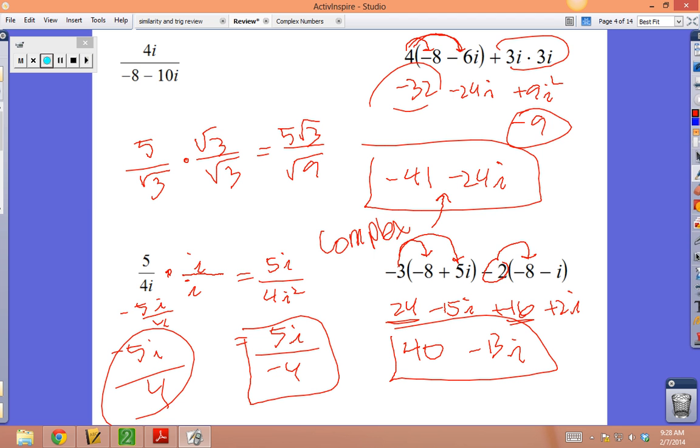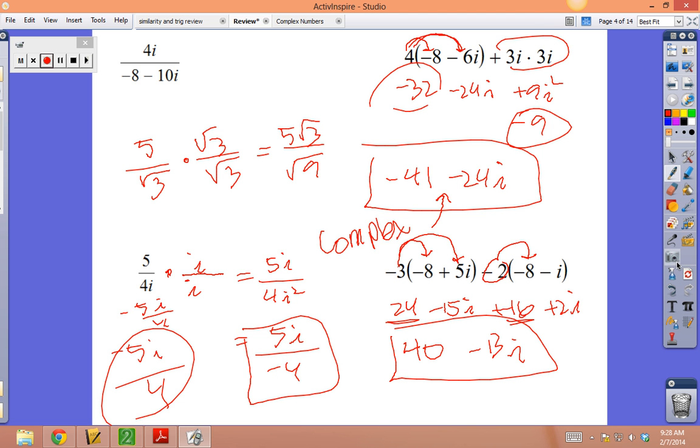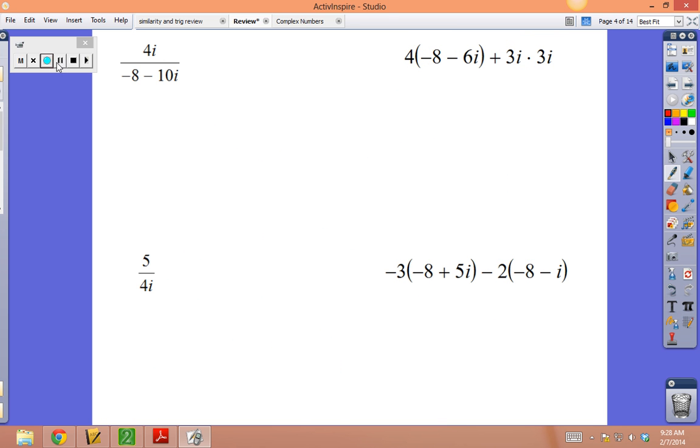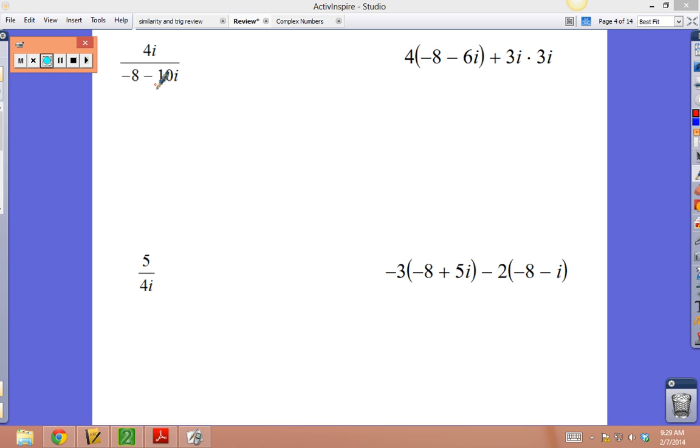Okay, now let's look at this top left, because this one is the hardest. Now this one's tough because you have 2 terms in the bottom. This term is real, this term is imaginary. You must multiply by the conjugate. So I'm going to multiply by 1, but your 1 is going to be kind of unique. It's not going to be negative 8 minus 10i. It's going to be negative 8 plus 10i. That is the conjugate. So I got to times the top by negative 8 plus 10i.